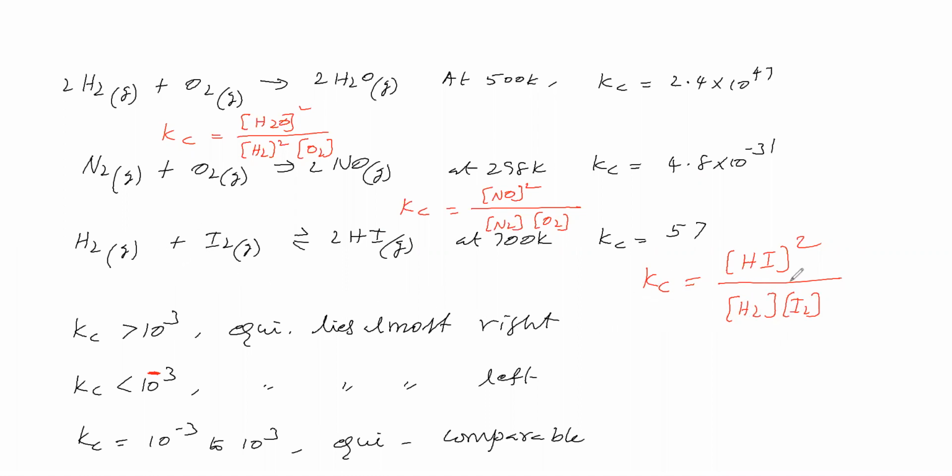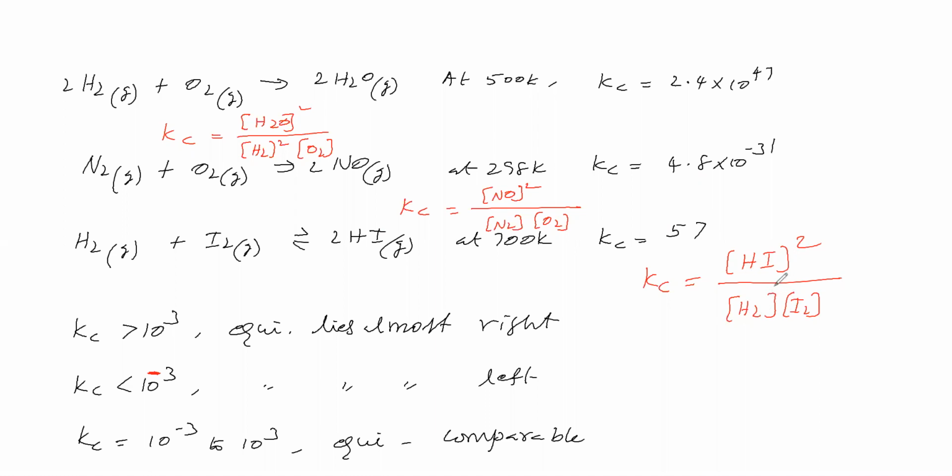So Kc is equal to concentration of HI power 2 divided by concentration of H2 into concentration of I2. For this, Kc is equal to 57. Kc is 57, in the sense that there is a numerator concentration and a denominator concentration.